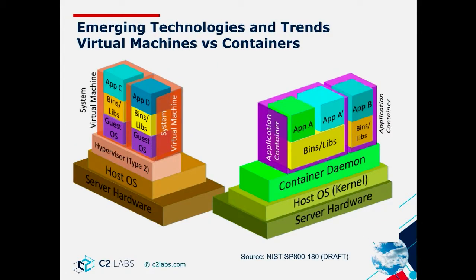So notionally speaking, just again to level set our conversation before we step into some challenges and best practices, on the left, you have a traditional virtual machine deployment. Server hardware, host OS, a type 2 hypervisor, traditional virtual machines with the full guest OS, binaries and libraries required to run your applications, right?